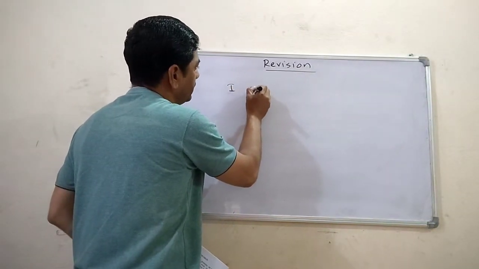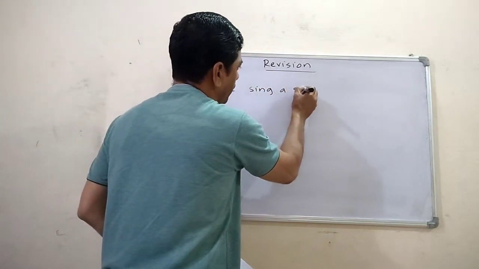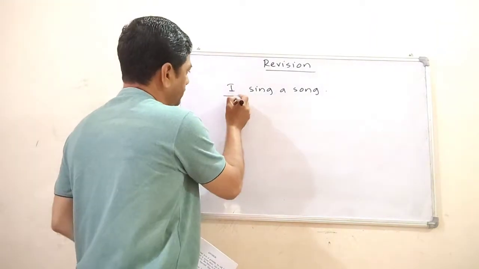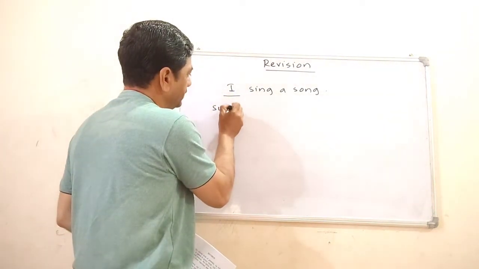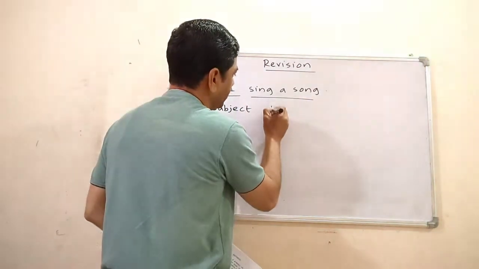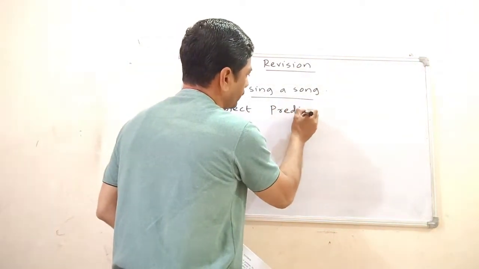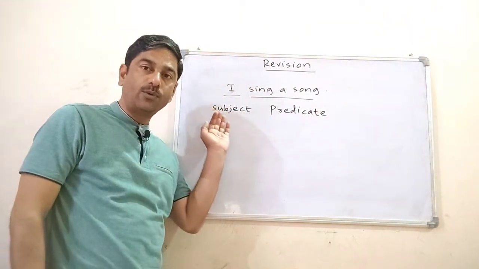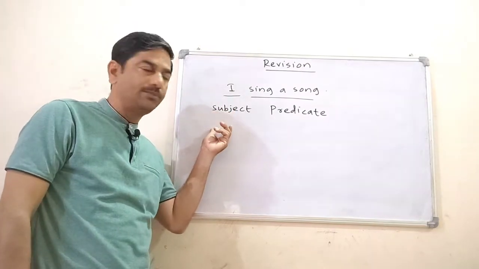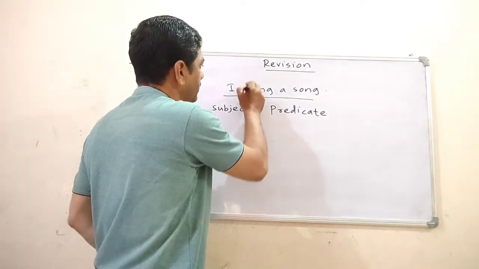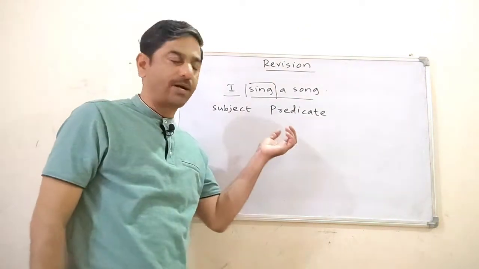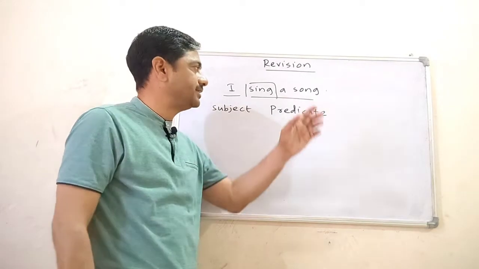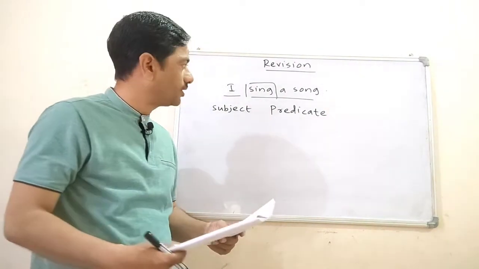I sing a song. So this is a sentence. This sentence has two parts. The first part is subject and the second part is predicate. There should be a noun or a pronoun in the part of subject, and there must be a verb in the second part. There cannot be a predicate without a verb. So I is subject and sing a song is a predicate.